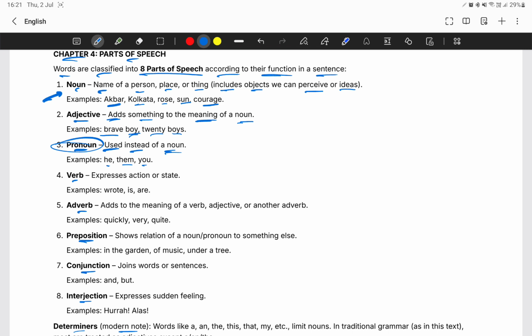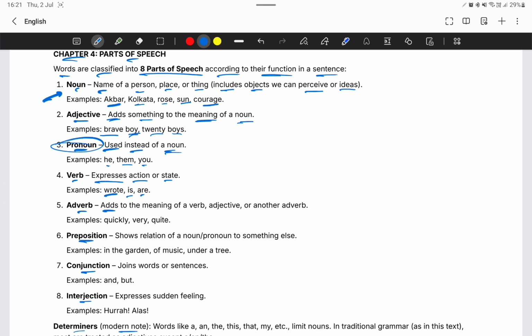Okay. Next, verb. Verb expresses action or state. What kind of action we are doing or performing, and in which state we are right now. So those state or action done by us, that's called verb. Example, wrote. Wrote is an action, like I'm writing. Is or are are verbs that tell us in which state I am right now, or he is right now, or they are right now. Like they are smart students. When I'm using are, it tells us about the state, they are smart.